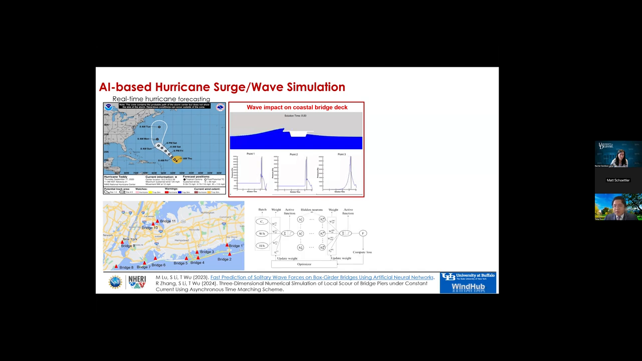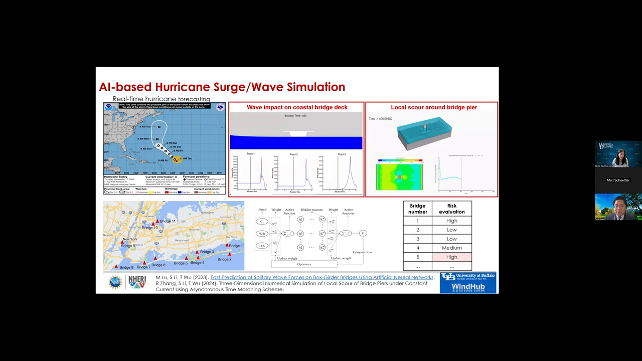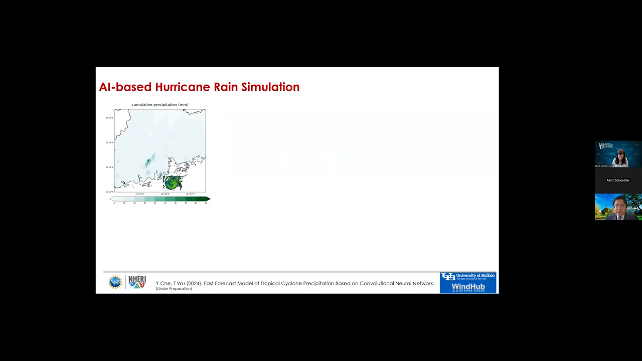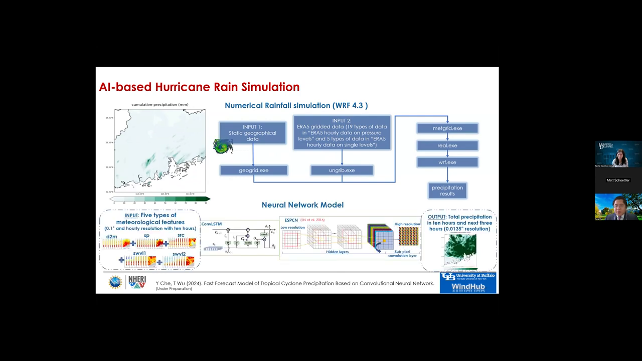We can get, for example, the wave impact on our deck and scour. But for scour, we didn't get the AI model because we don't have that much data yet. It's very time consuming to generate data. Similar thing for the hurricane rain, we can also simulate the data and use the AI models to get an efficient, rapid estimation of the hurricane rain simulation.